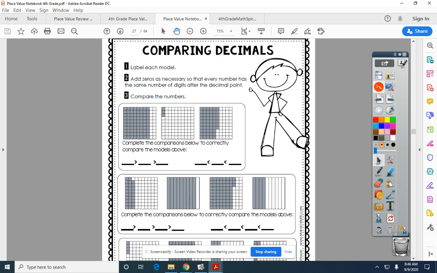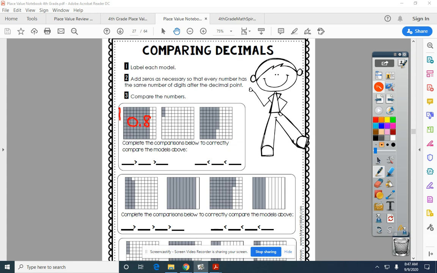Okay, all right. Comparing decimals. If they give you a picture model, all these have picture models, right? Or a pictorial model. The first thing that you should do is label them, right? Okay, so let's label this first one right here. Somebody who wants to tell me what this first box is? What is that, Caleb?